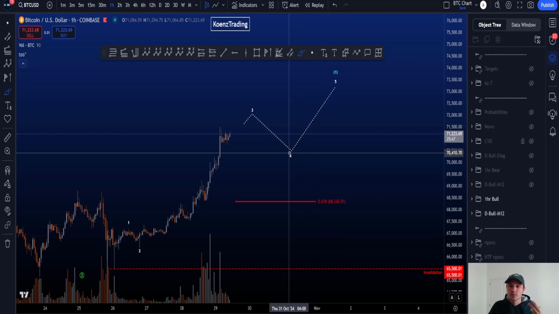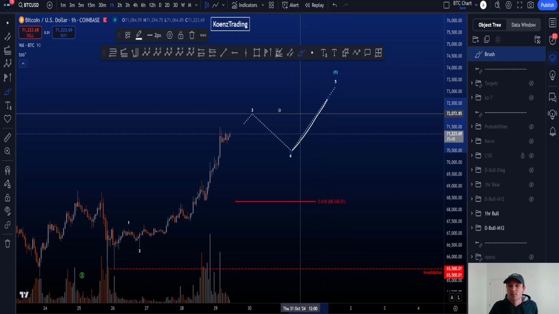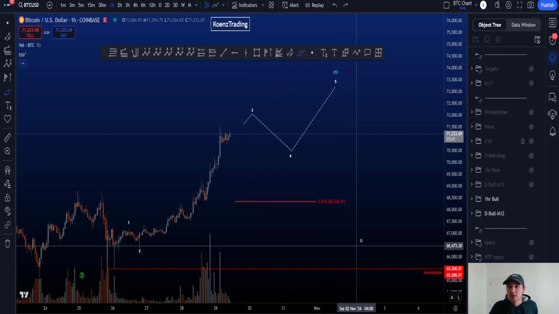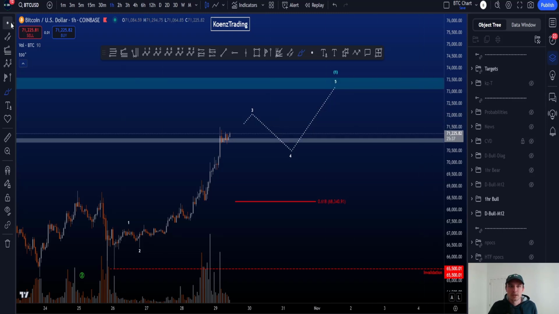After wave 4, we look for one more push to the upside in a wave 5, where we want to see a higher high on a lower amount of volume. Now we do have some resistance to the upside. We're currently trying to flip this resistance into support, and to the upside here we have a blue box 73.1k to 73.6k, just below the all-time high.